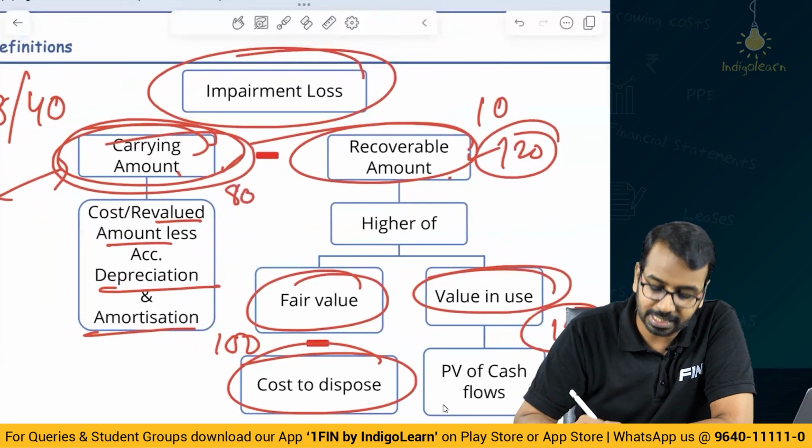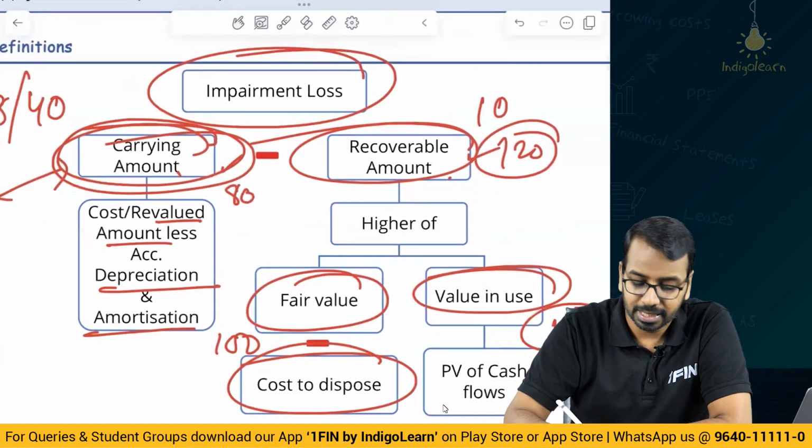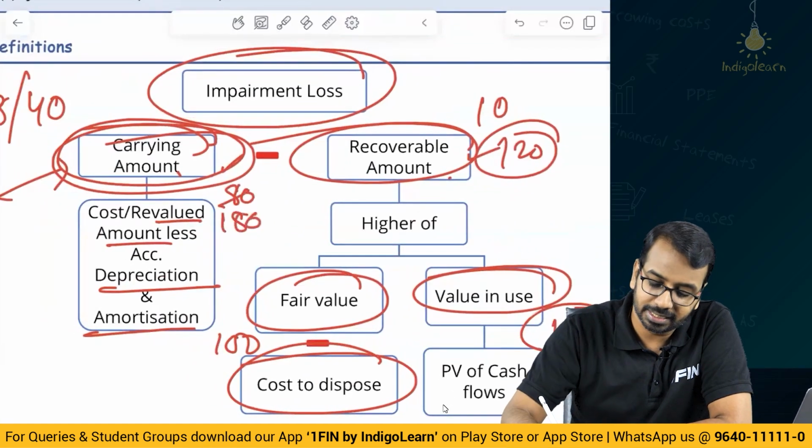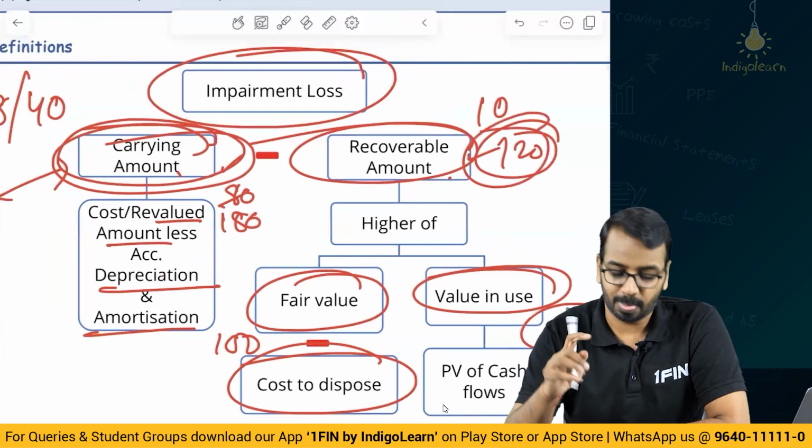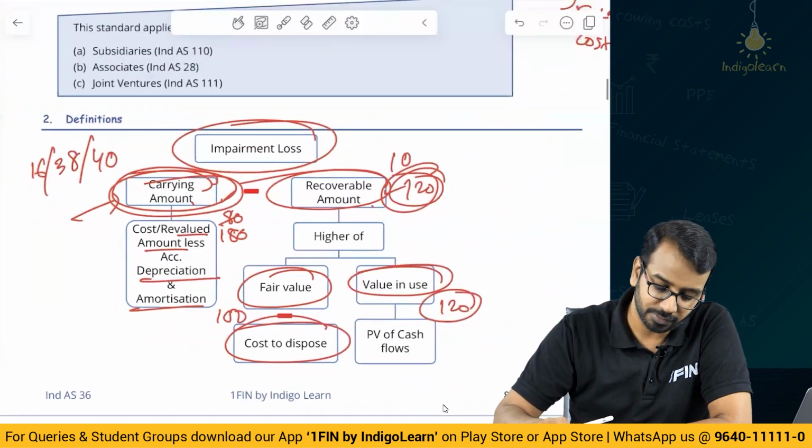Carrying amount is, let us say, 80. Is this impaired? It is not impaired. If the carrying amount is 180, then there is an impairment loss of 60. Okay. So that is the meaning of impairment.